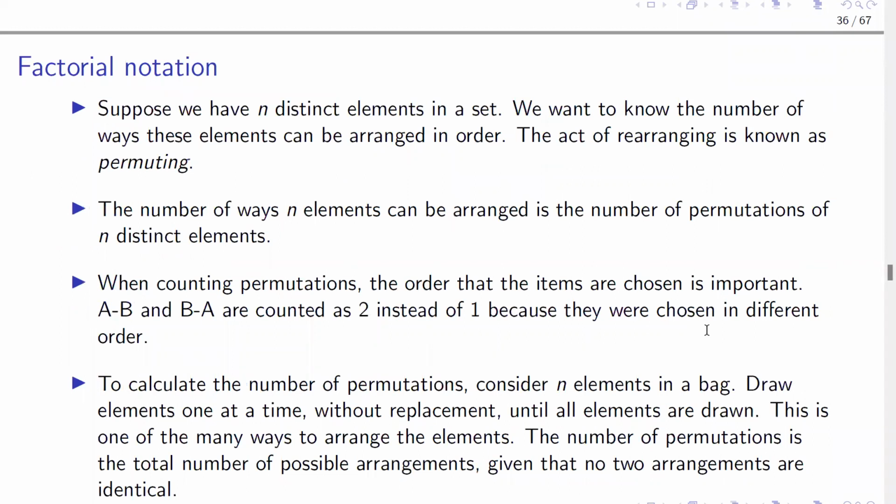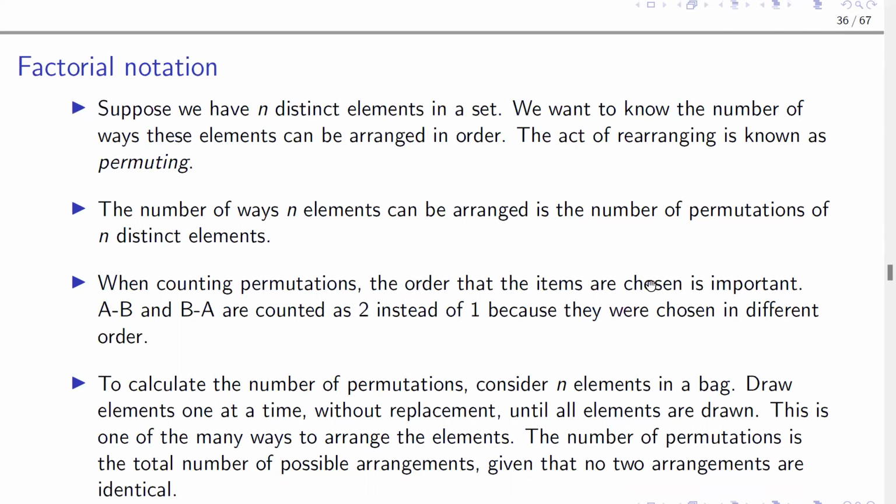Now, there is the factorial notation. It's a very important notation in counting techniques. So suppose we have n distinct elements in a set. We want to know the number of ways these elements can be arranged in order. Now, the act of arranging is called permuting, okay? The number of ways that these elements can be arranged is the number of permutations of these n distinct elements.